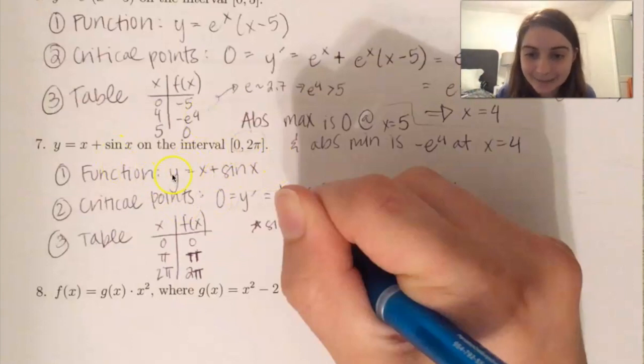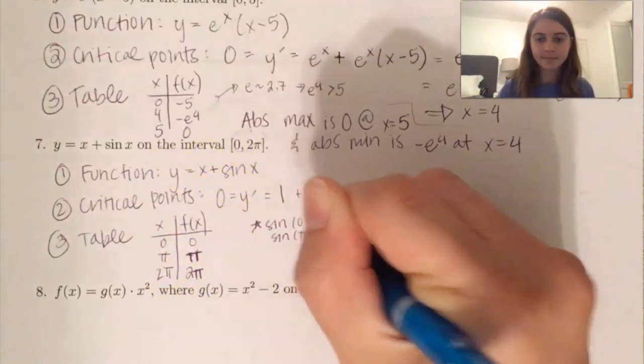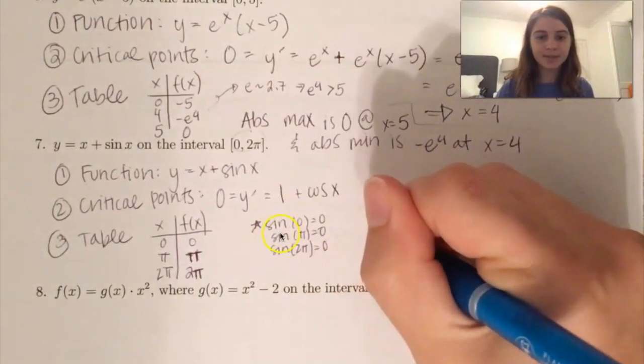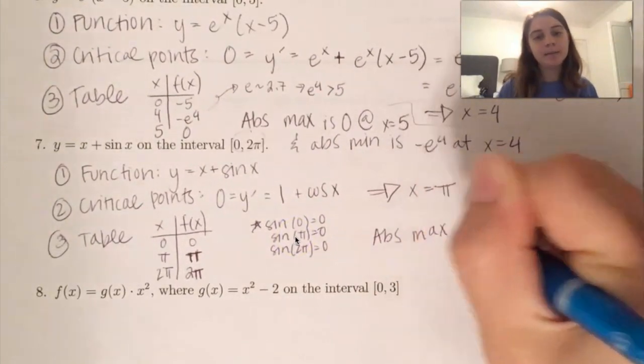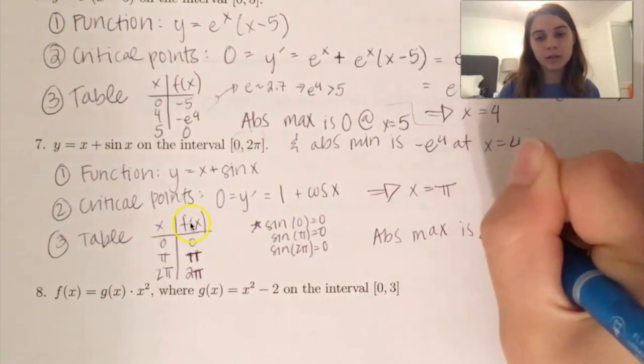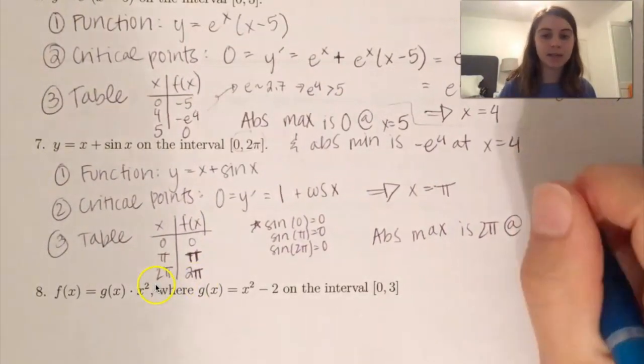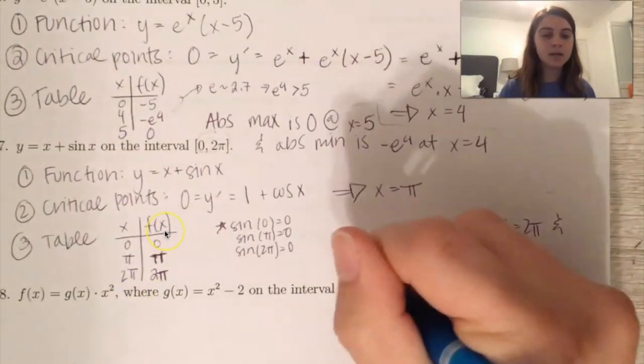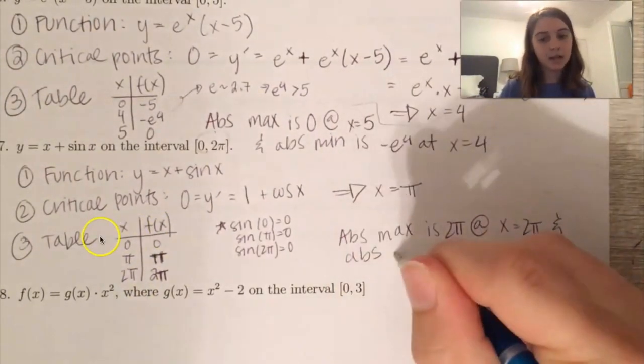You plug it in here. Sine of 0, pi, and 2 pi is all 0. So basically, we're just looking at 0 plus 0, pi plus 0, 2 pi plus 0. So we just get those. That's all up here. So yes, here's our little fun fact. All these equal 0. We love trig. Absolute maximum value of the function is 2 pi, occurs at x equals 2 pi, not 2. And absolute minimum value is 0, occurs at x equals 0.